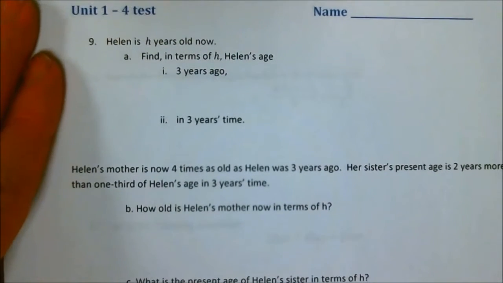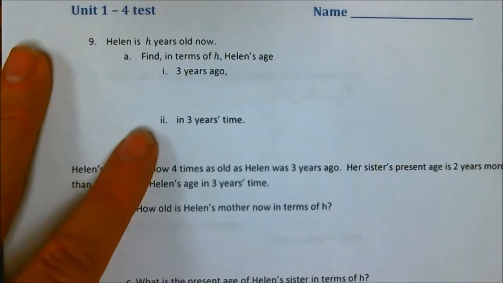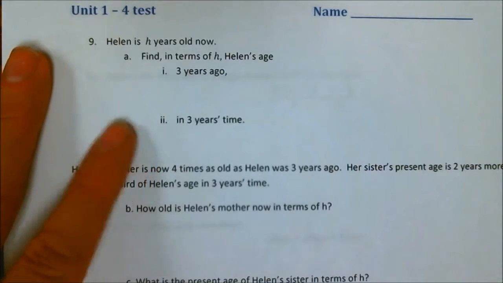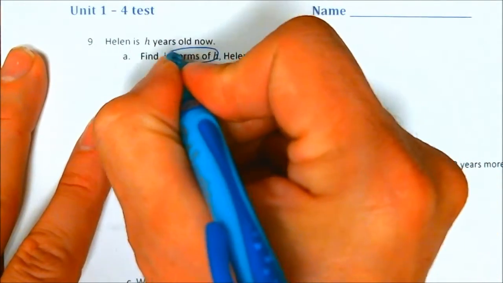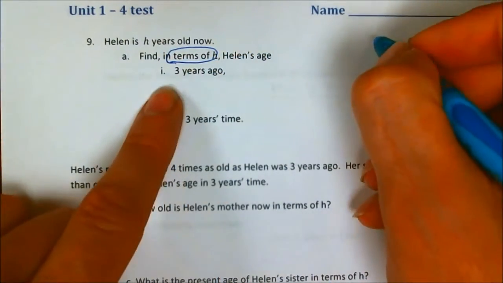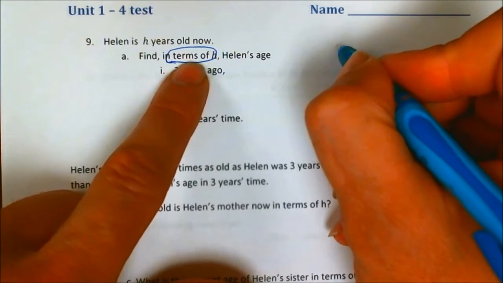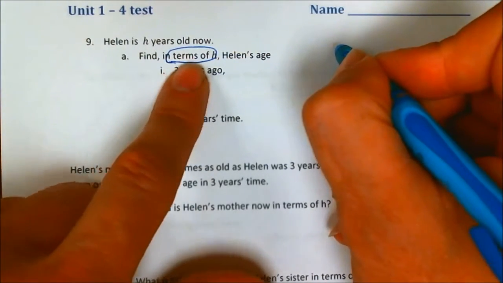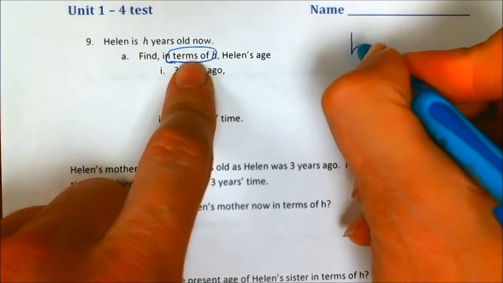So this is a cool little thought puzzle. Once again, we're learning how to write things algebraically, and we're learning a specific phrase. We need to understand this phrase, terms of h. When you say in terms of something, it means that is going to be in whatever phrase you use, okay? So in terms of h means I'm going to have an h in there.